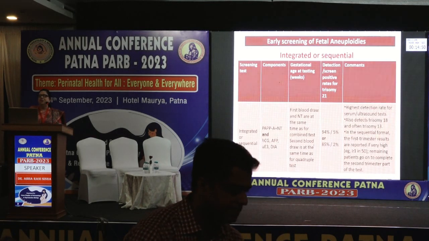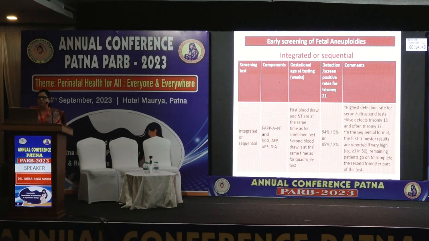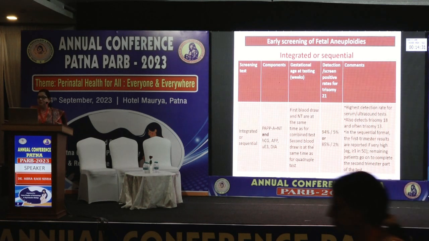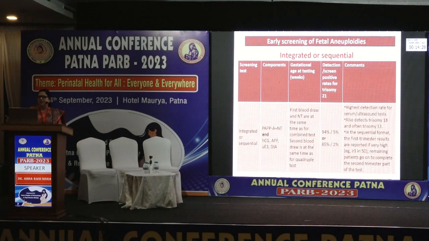Now the integrated or sequential test, again, this concept is no more important, but at least for the benefit of PG students, I would like to say that this is a test where we integrate 2 tests. That is, first time we draw blood for NT and combined test, and we do not disclose the results. If it is a low-risk result, we do not disclose the result. Then we do a second sample again at the time of the quadruple test, and then we integrate the 2 results, and then we disclose the result to the patient. However, if it is high risk in the first test only, then we disclose the result to the patient.